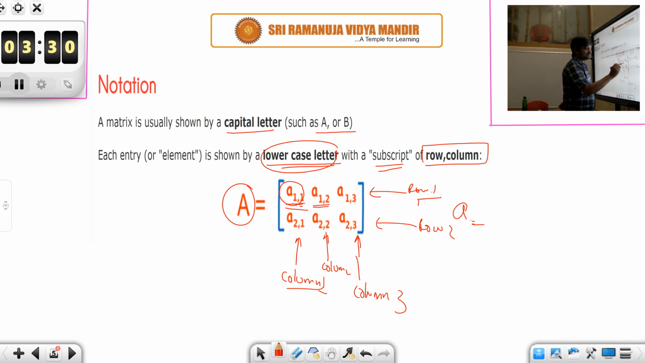Similarly, if you look at this element, a1,2: here what is 1? The row number, and 2 is the column number. Okay, students. So every entry in a matrix is generally denoted by a lowercase letter with a subscript, and the subscript should denote that element's corresponding row number comma column number. Look at this element. This belongs to the second row and third column. So you denote it by a in lowercase with subscript 2,3. Okay, students.